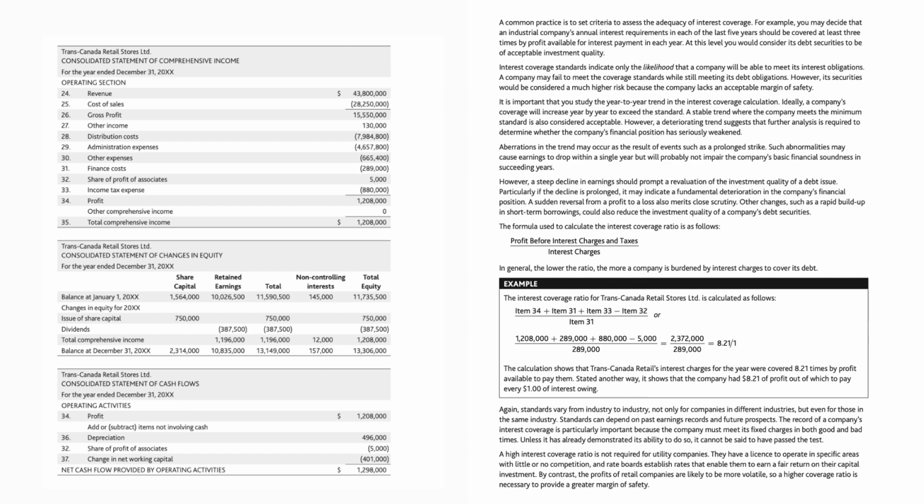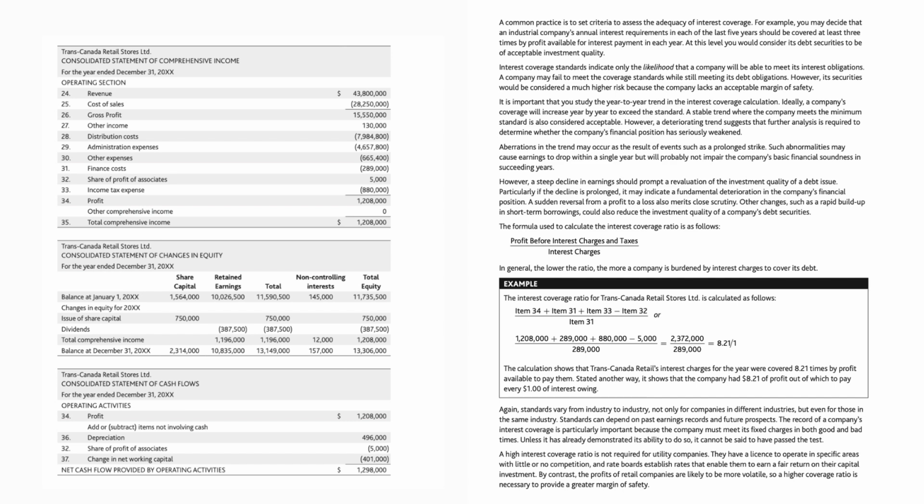securities. The formula used to calculate the interest coverage ratio is as follows: profit before interest charges and taxes divided by interest charges. In general, the lower the ratio, the more a company is burdened by interest charges to cover its debt. So for an example, the interest coverage ratio for TransCanada Retail Stores is calculated as follows: item 34 plus item 31 plus item 33 subtract item 32 divided by the total interest charges, which is item 31.